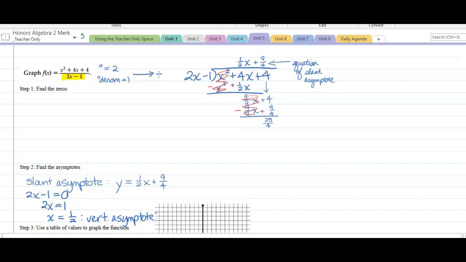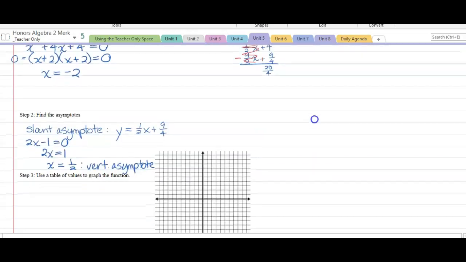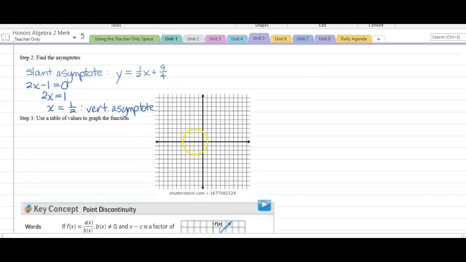Now we need to think about the zeros. When will the numerator equal 0? Well, if we factor this to solve, we get x plus 2, and then setting each piece equal to 0, x equals negative 2 for both of them. So that ends up being our zero, x equals negative 2. So when x equals negative 2, we're going to cross.